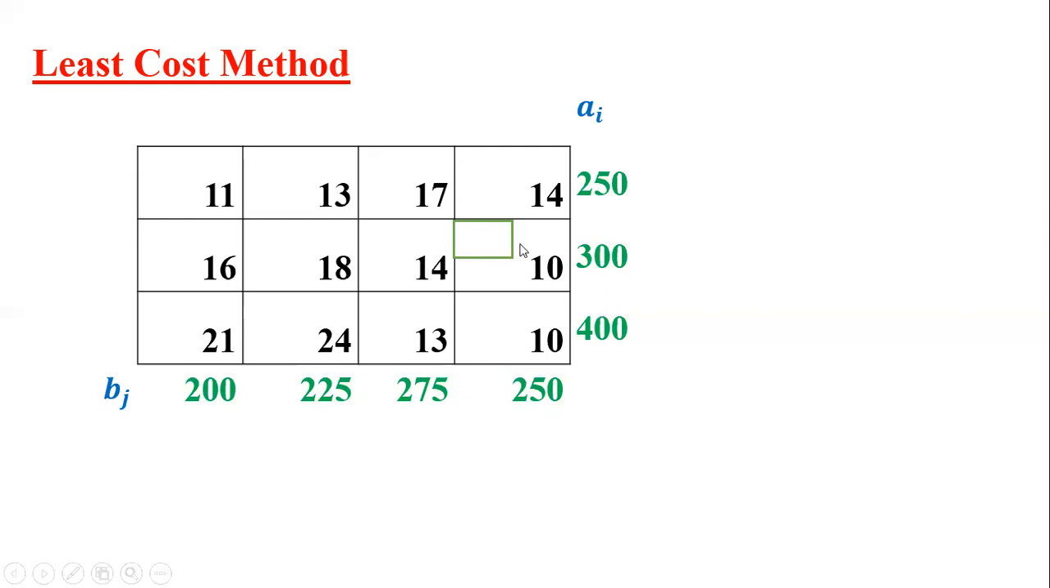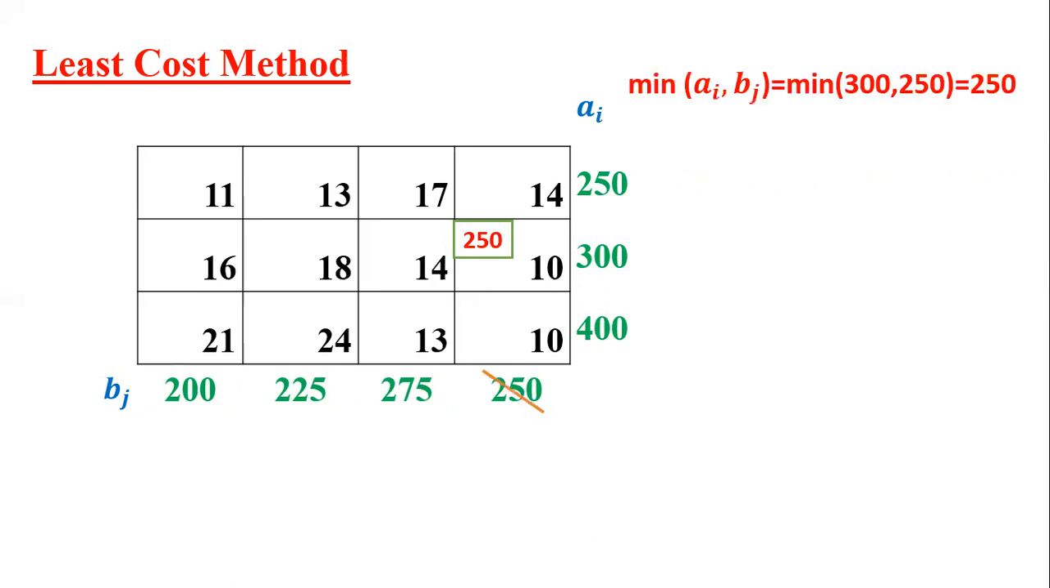So the first one I choose, and we have to choose the corresponding minimum of ai and bj. The corresponding ai and bj values are 300 and 250. The 250 is the minimum one, so you have to allocate 250. Again, you have to cancel: 250 minus 250, the demand is nil balance, and 300 minus 250, 50 is the balance. Whichever has a nil balance, meaning balance is zero, you have to strike out that row or column. So 250 is a nil balance, fully allocated, so you have to cancel that column.